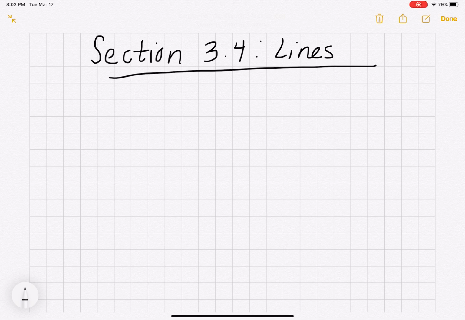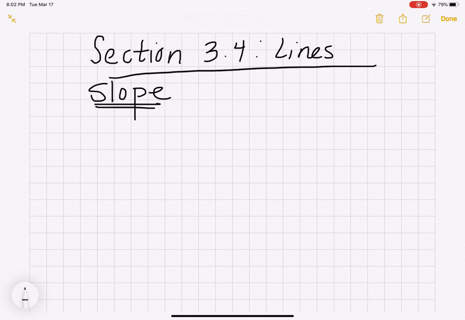So we want to begin looking at lines in section 3.4, and we're going to start off with a lesson on what we call the slope of a line. It's our first really big topic we want to introduce, the slope of a line.